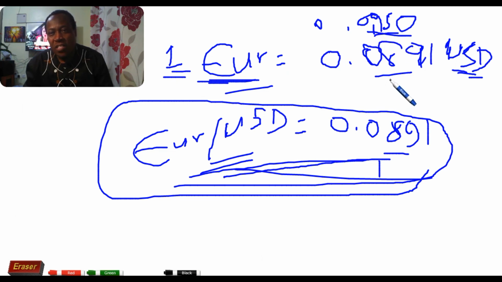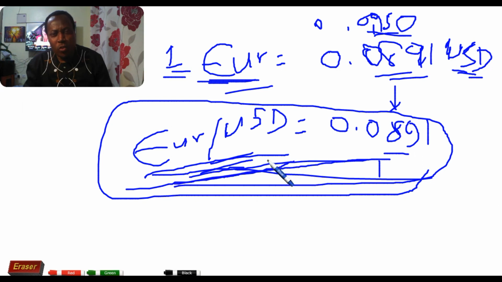Likewise, if this price goes a bit lesser, to maybe a lesser figure like 0.0870, it means the euro is becoming cheaper and the dollar is becoming more expensive, of course against each other, because we are talking of these two economies. So that's a summary of the currency.